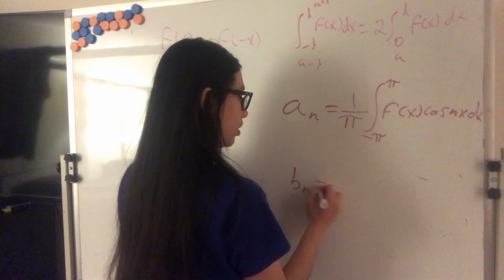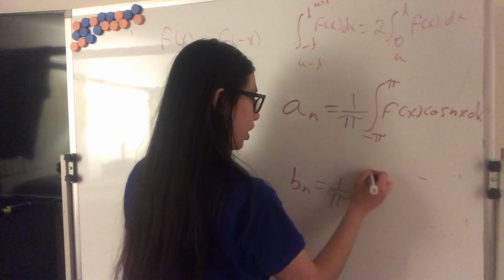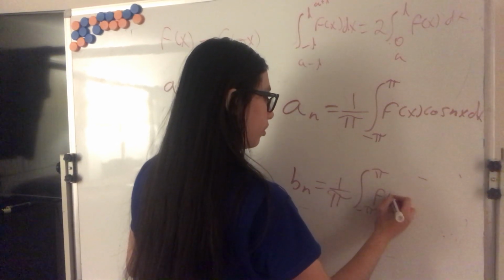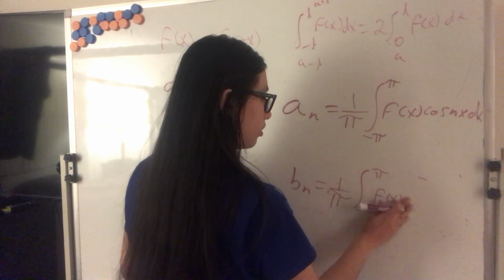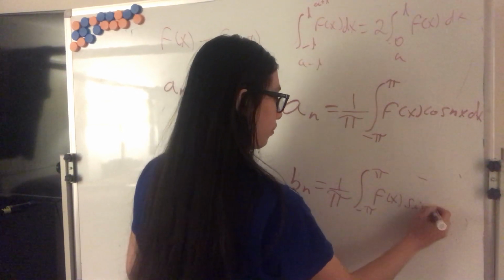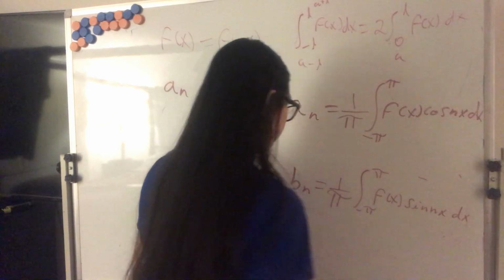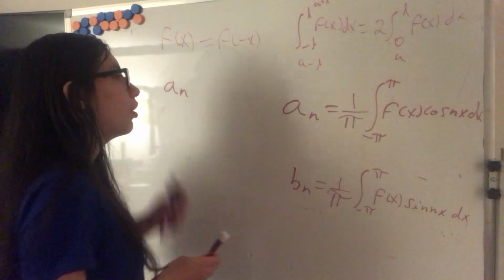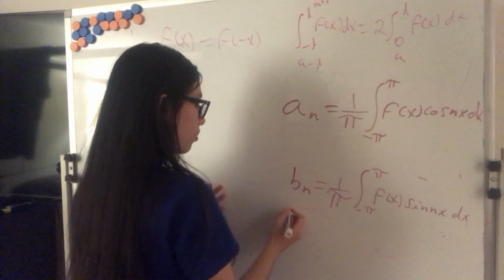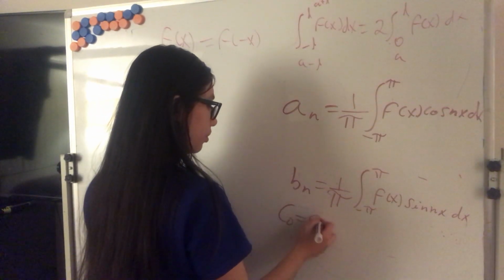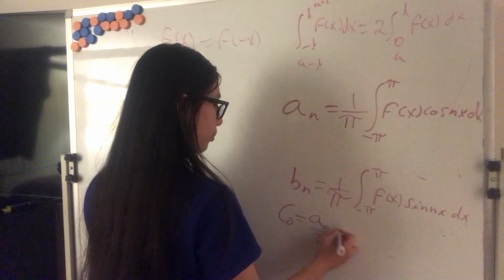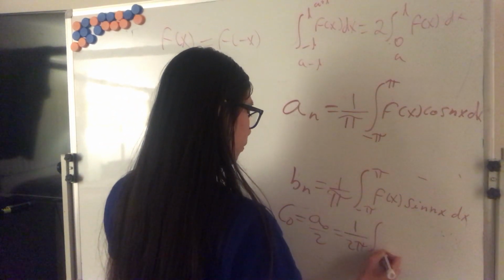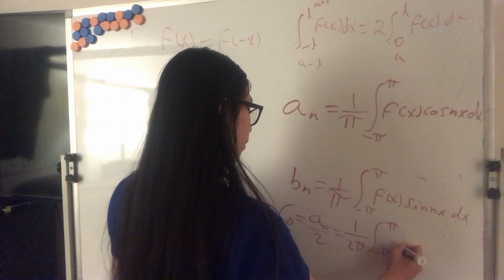B sub n is equal to 1 over pi times the definite integral from minus pi to pi of f of x sine of nx dx. And the constant c sub 0 is equal to a sub 0 over 2, that is 1 over 2 pi times the definite integral from minus pi to pi of f of x.